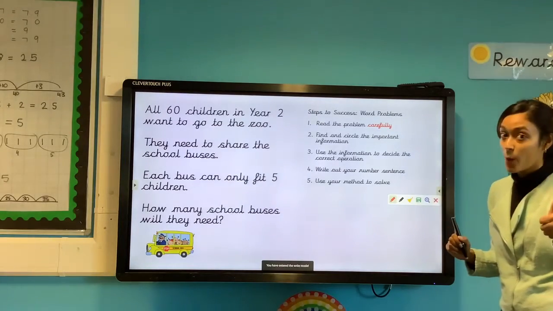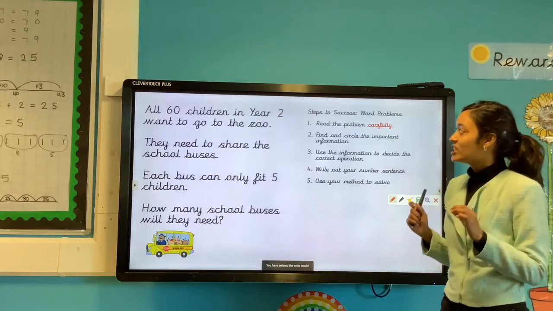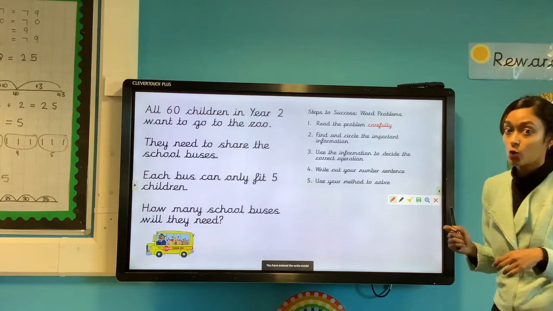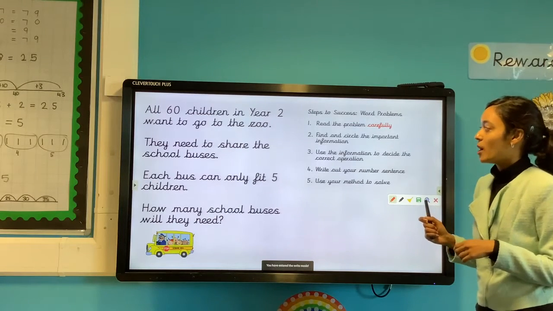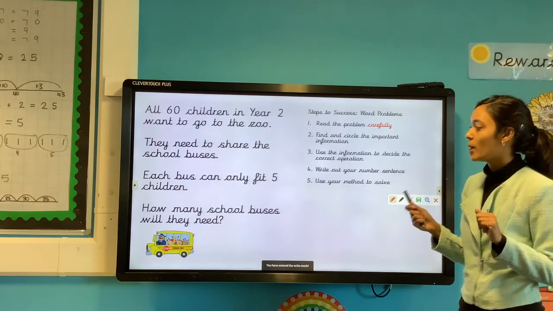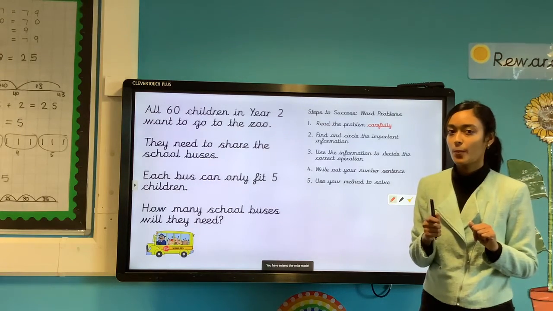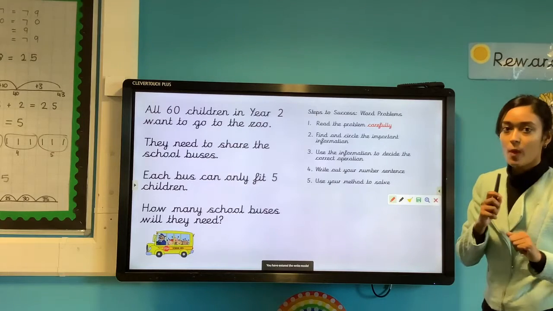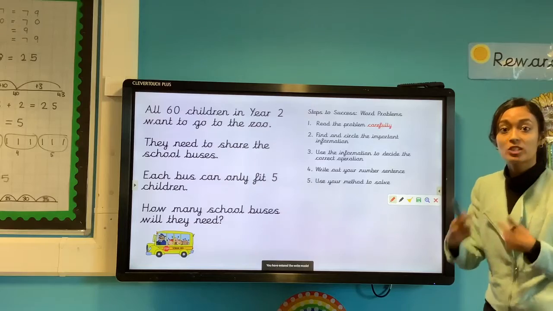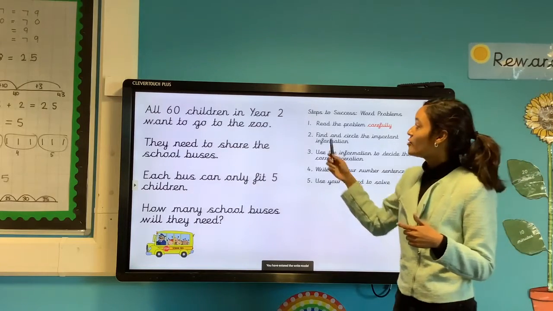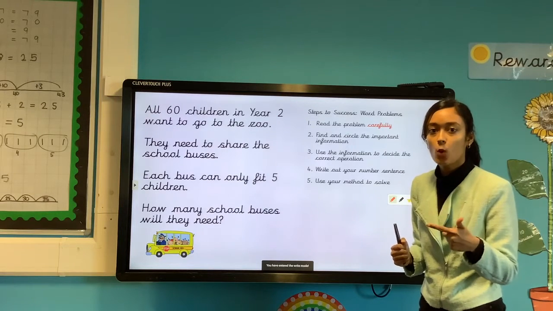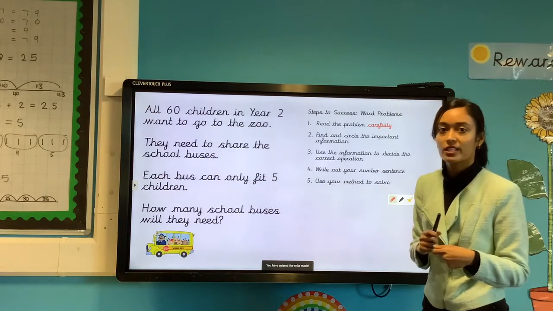Okay, so reading the problem carefully. All 60 children in year 2 want to go to the zoo. They need to share the school buses. Each bus can only fit 5 children. So how many school buses will they need? Okay, so step 2, remind me, what is step 2 again? That's right, find and circle that important information. So have a look and see which numbers and words are going to be really important to help us find our hidden number sentence.